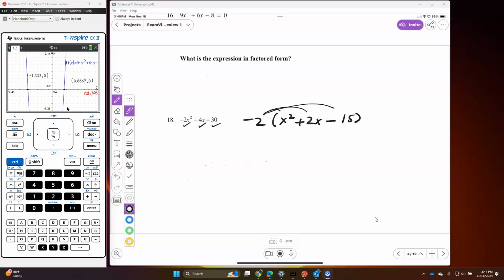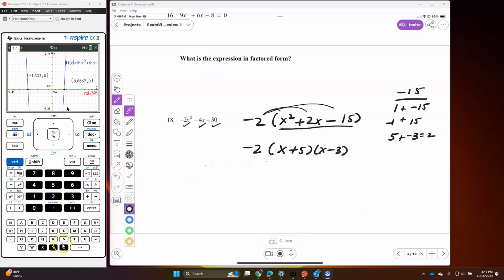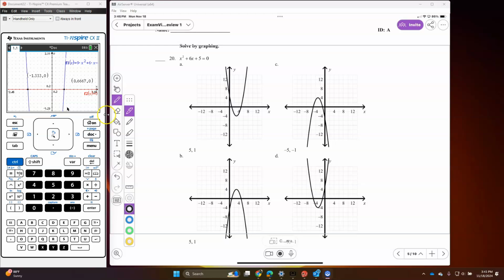So now you're going to factor x squared plus 2x minus 15. So what are the factors of negative 15? You can have 1 and negative 15. You can have negative 1 and 15. If you add them, they're not going to give you 2. You have 5 times negative 3, and that does give you 2. So the factors are negative 2, x plus 5, and x minus 3. Those are the factors.